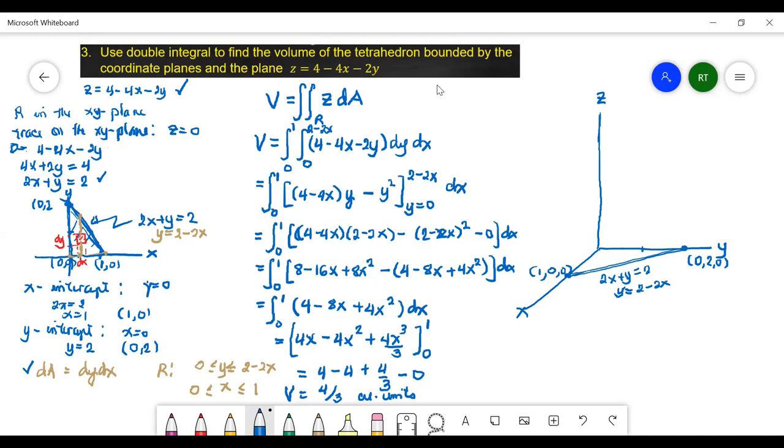So all we need to do is to draw the traces on the other two coordinate planes, the xz plane and the yz plane. Since we have located the x-intercept and y-intercept, all we need to do now is to locate the intersection on the z-axis. And how do we get the z-intercept? Y and x are equal to 0. So x is equal to 0 and y is equal to 0.